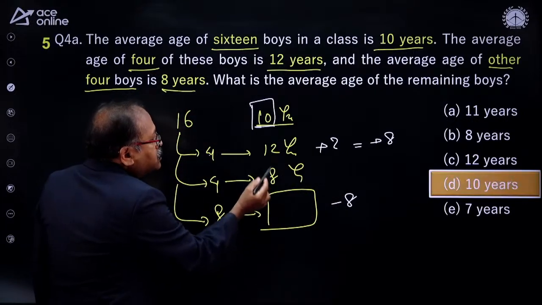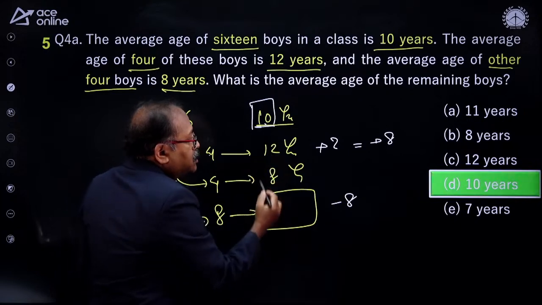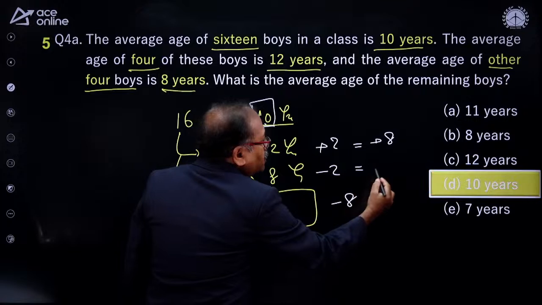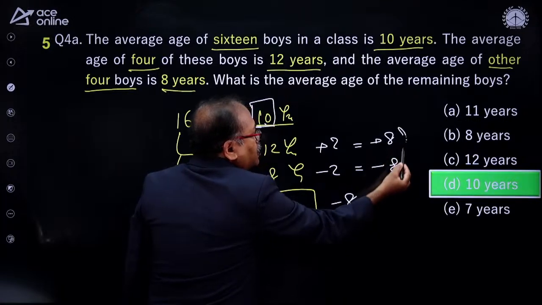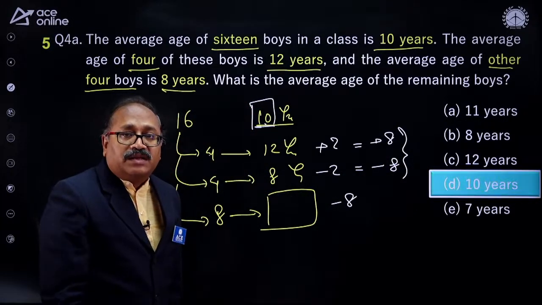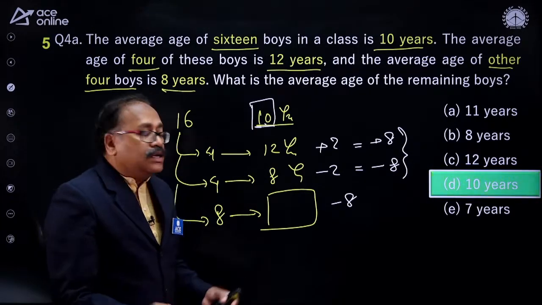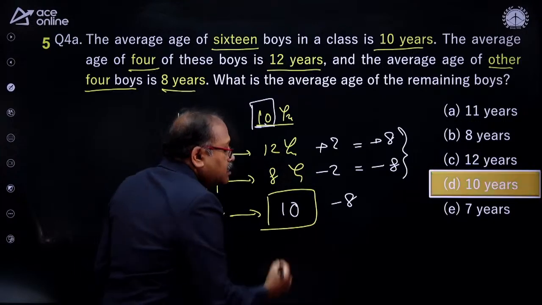And I notice that this is less, 10 and 8. This is less. How much less? 2 less. And for how many numbers? For 4 numbers. The total will be 8 less. So 8 plus and 8 minus. It has become 0. So 0 divided by 8 is 0. That means its average will remain as 10.